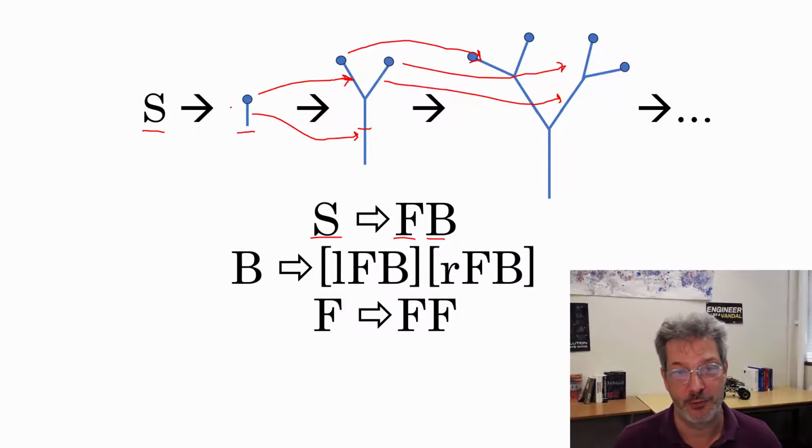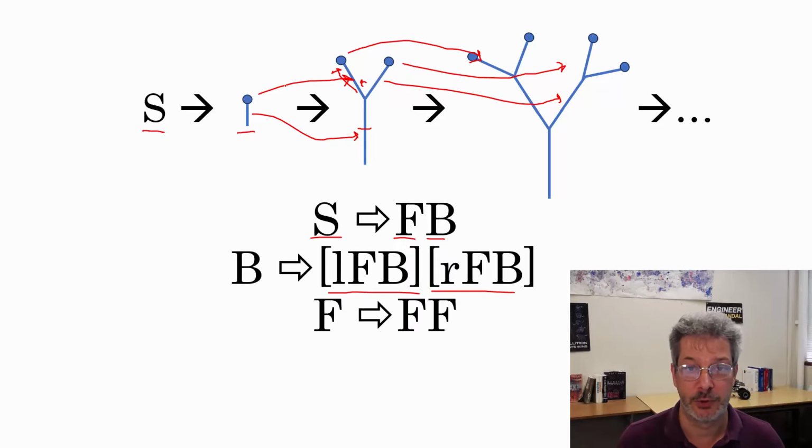And then our next rule is, if you see a B, that should become a left bracket, a left, a forward, and another branch. So you can see we've turned to the left, moved forward, and added a branch. And the same thing, but on the right. And then we have another rule if you see an F. Here, replace it with 2 Fs, which is where our short line becomes twice as long.